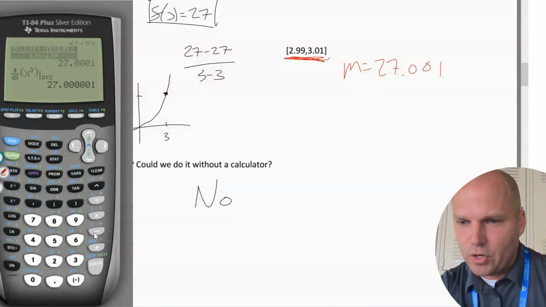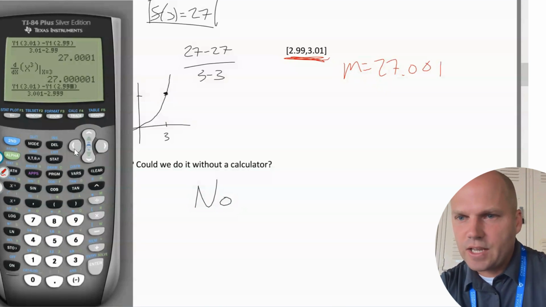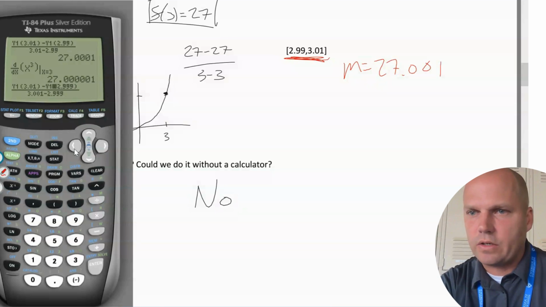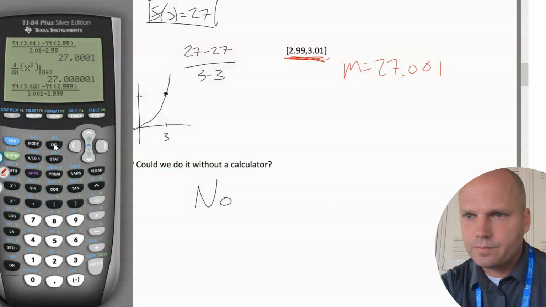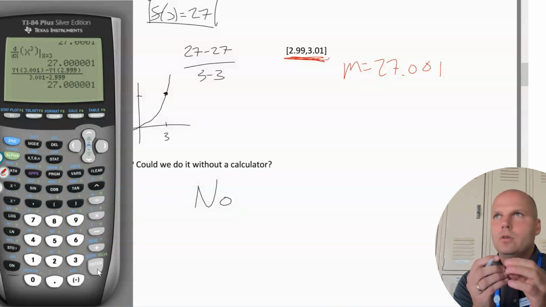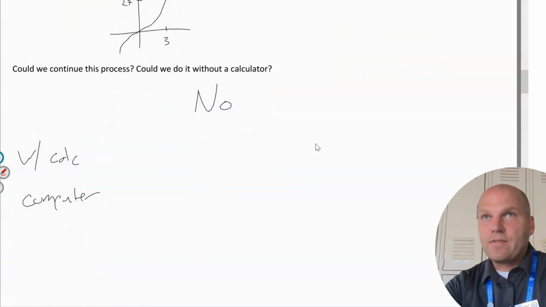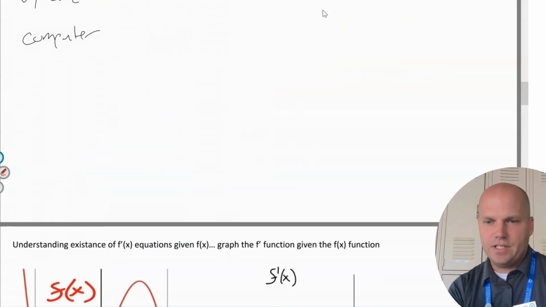They actually use 3.001 and 2.999, just 1/1000th to the right and 1/1000th to the left. And that's all they do. So it's something that computers can easily do quickly, which is find the slope at a point by looking at slopes of 2 points very, very close together. Okay. So yes, if we had a computer, easy. Yes, with a calculator, easy. Without a calculator, not easy.